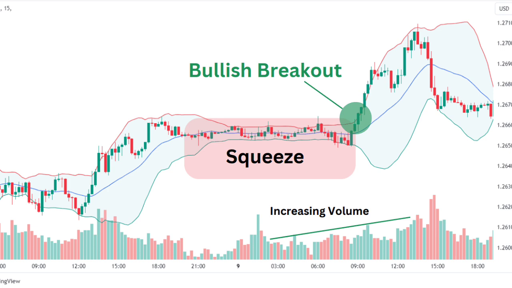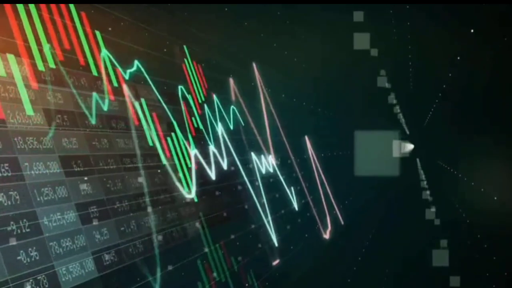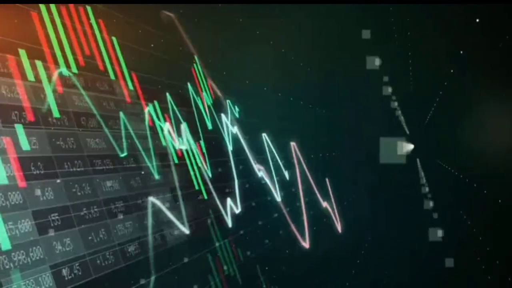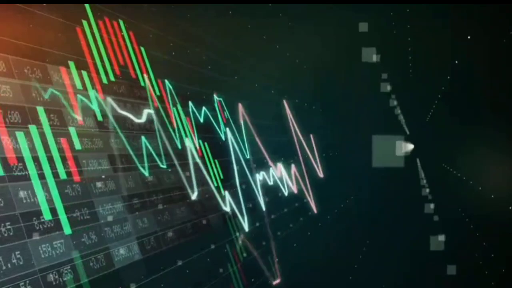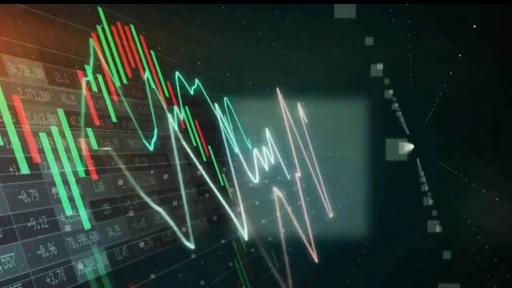A squeeze during a long-term uptrend has a higher probability of breaking to the upside. Trade in the direction of the higher time frame trend when you can. It's not perfect. No strategy is 100%. You will have false breakouts. This is why your stop loss is your best friend.